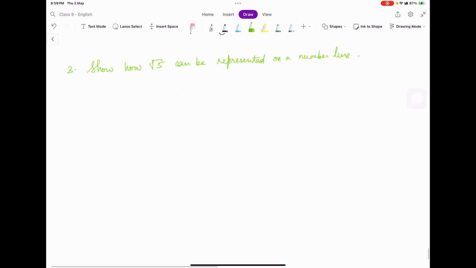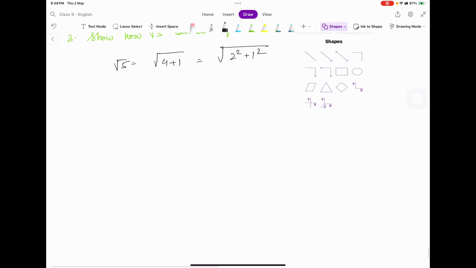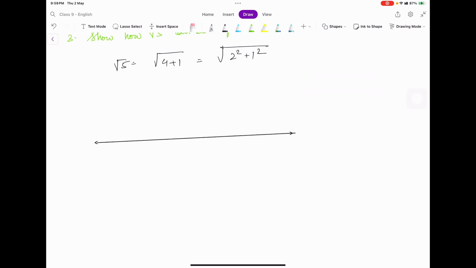See, now root 5. How are we going to write root 5? Root 5 can be written as 4 plus 1, that is 2 square plus 1 square. This time on the number line, we are doing 0, then 1, then 2, then 3, and this is minus 1, minus 2. We will take a triangle whose base is of 2 units.